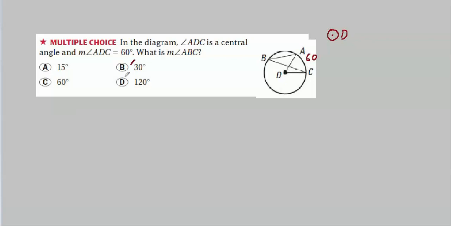There's no point in even looking at the other ones to see if they make sense. We just had a theorem and spent some time proving it, that this angle ABC is exactly half of the measure of the arc AC, or the measure of the angle ADC. They're pretty much the same thing in terms of measure. They're both 60 degrees, which means that the inscribed angle is 30 degrees.